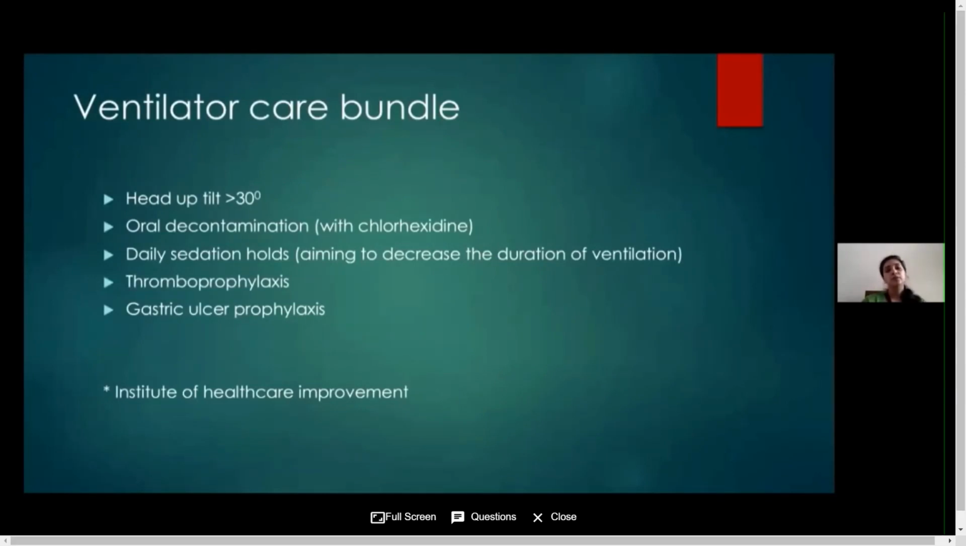So we need to maintain a head-up tilt of more than 30 degrees. We must use oral decontamination and provide good oral care for our patients. Provide daily sedation holds, so as to decrease the duration of ventilation, keeping that in mind. Provide thromboprophylaxis and gastric ulcer prophylaxis.